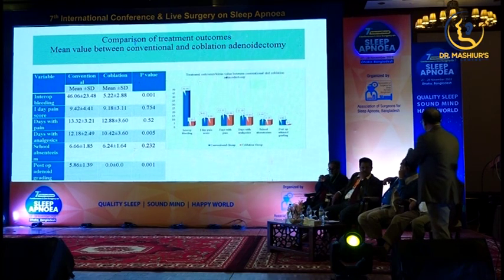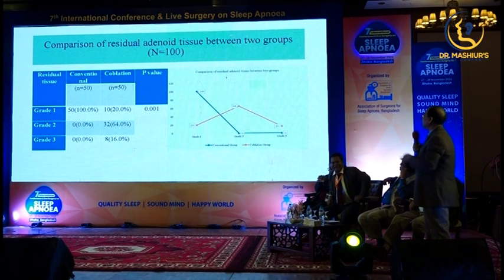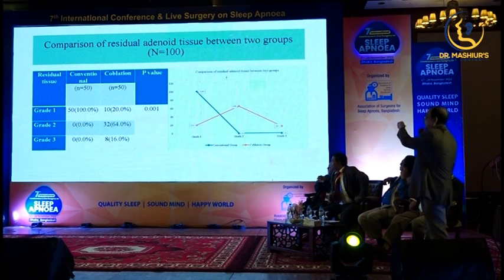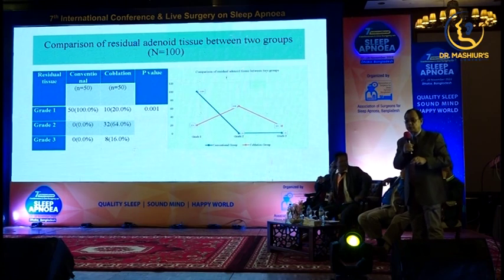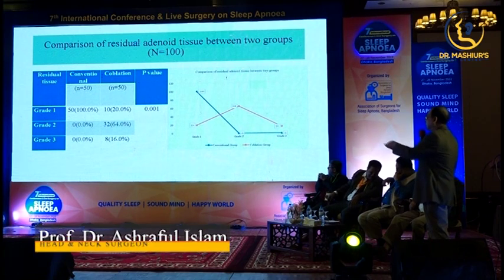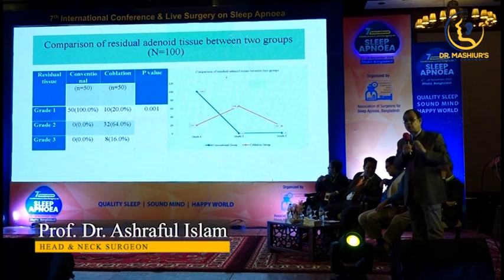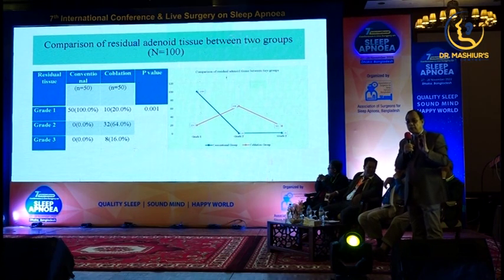And because of the short time of only 5 minutes they have given, I have to see where I am. This is a compressor residual adenoid issue between the two groups. This is a very important issue of this subject. You see the grade 1, grade 2, grade 3. As you know, what is the grade 1, grade 2, grade 3, and grade 4 in there? So, why are we not getting the grade 1, 2, 3 in the residual adenoid issue?